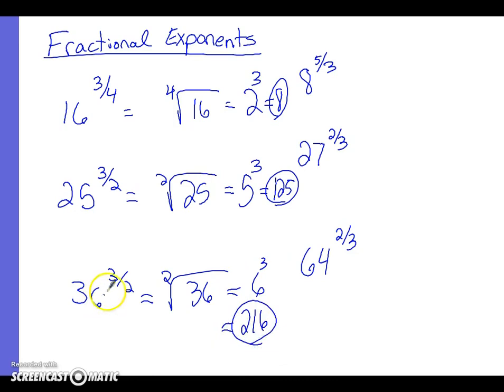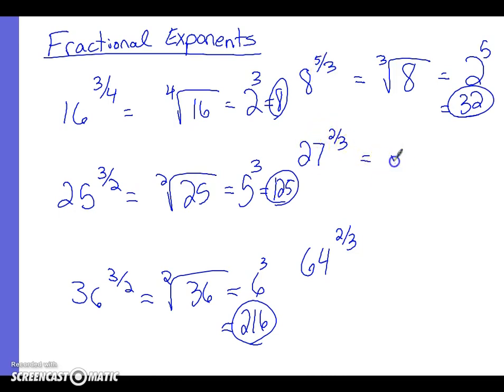So again, 36 to the 3/2 power is 216. 8 to the 5/3 power. Again, the denominator is 3, so we're talking about the cube root of 8. Well, what's the cube root of 8? That's 2. And then raised to that 5th power. Well, 2 to the 5th power, 2 times 2 times 2 times 2 times 2 is 32. So 8 to the 5/3 power is 32. You can check it on a calculator.